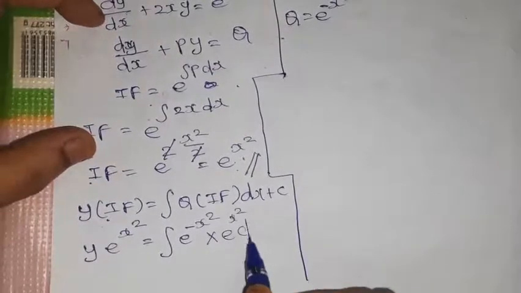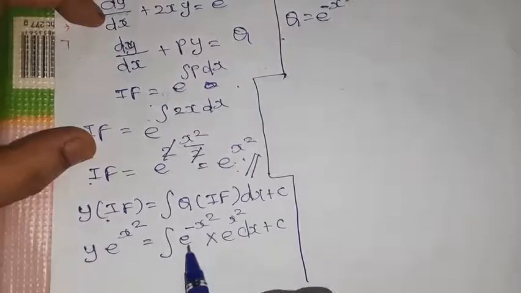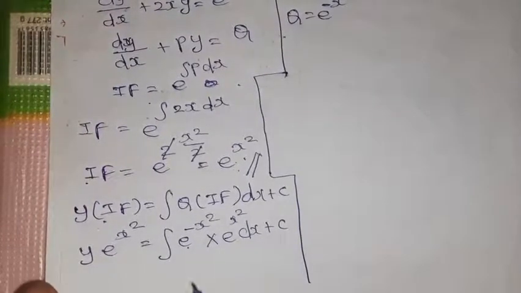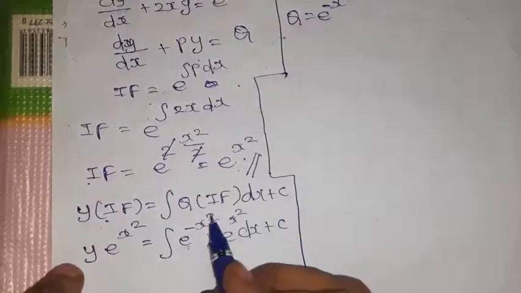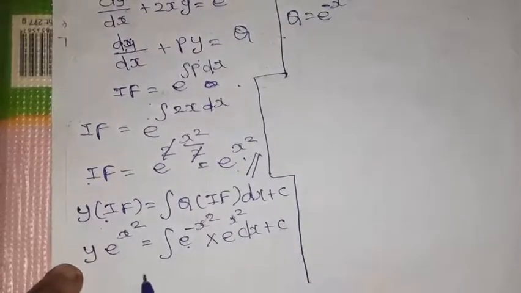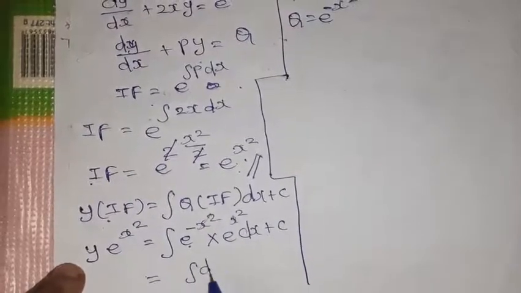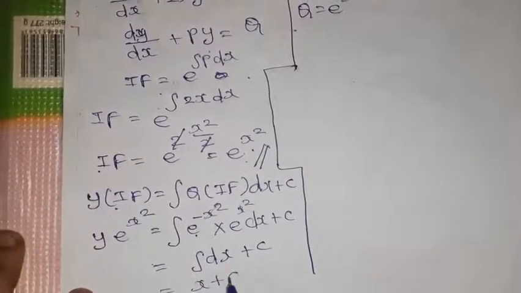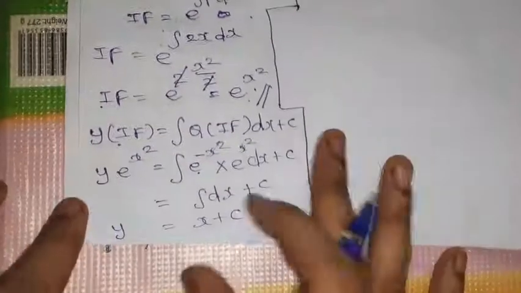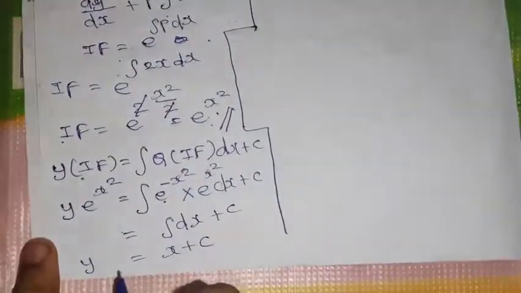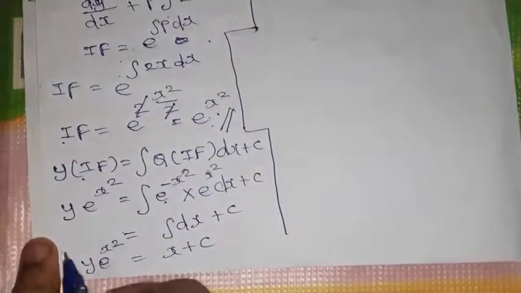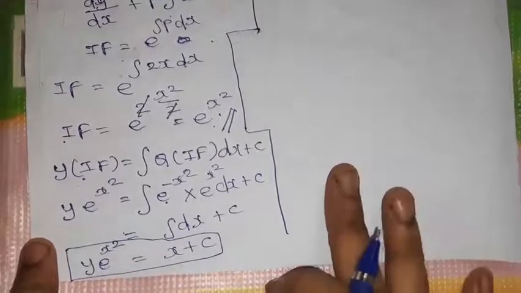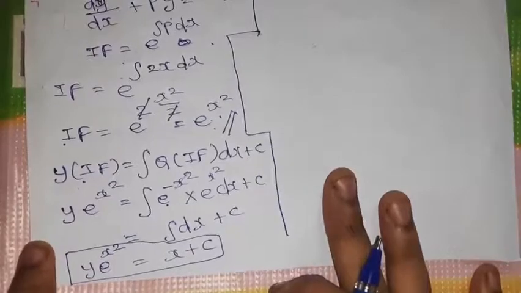Now we are substituting each and every value. So e power x squared into e power minus x squared, what do we get? E power 0. This and this get cancelled. E power 0 is nothing but 1. So this term is integral dx plus c. So integral dx equals x plus c. So y e power x squared equals x plus c, this is the solution. Then we need to apply the given condition.